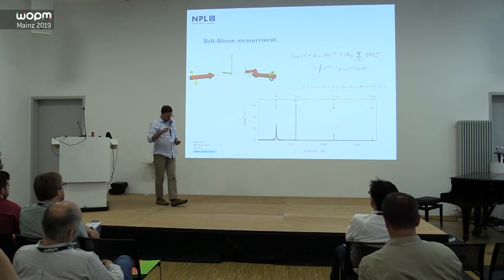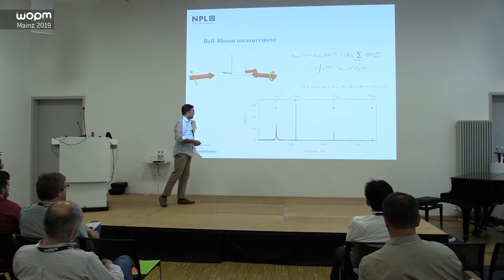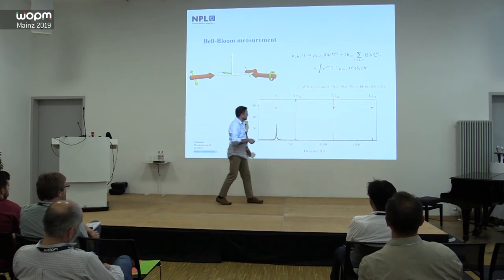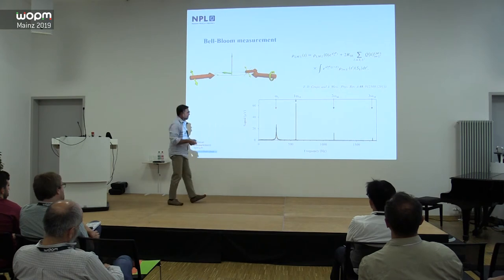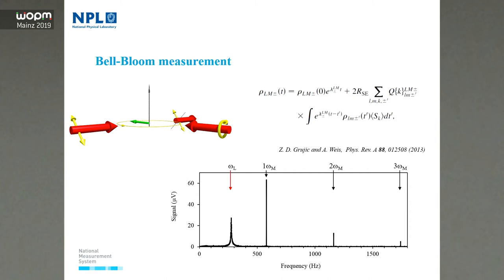And because we are using square wave modulation, we not only have one modulating frequency, but we have these sidebands. So first, second, and third harmonic. So these are a few frequencies to be mixed, and that's what we observe.